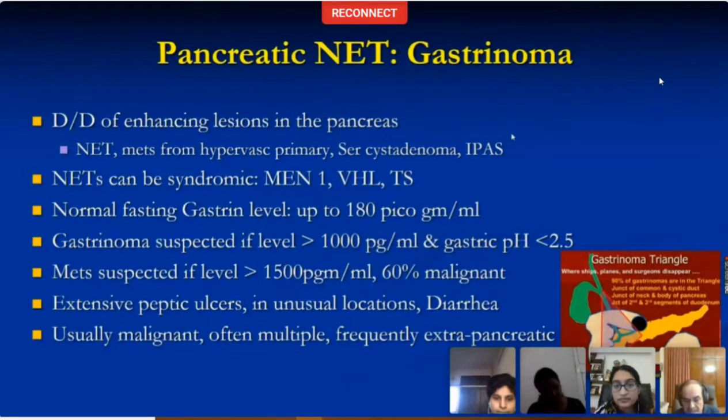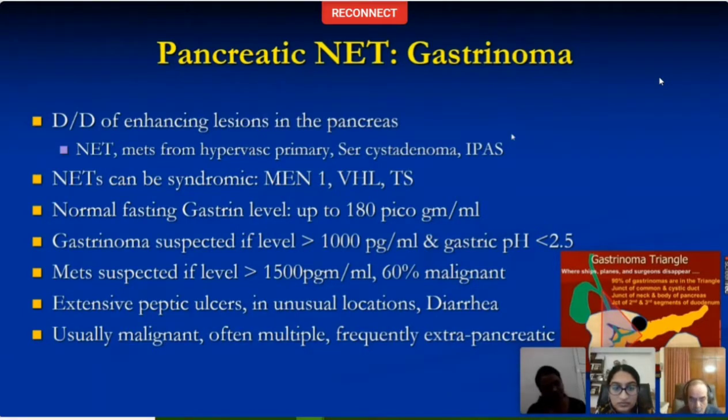The diarrhea which these patients have is because of the excessive acid in the stomach. There is too much hydrochloric acid secreted in response to the gastrin, and that gives rise to diarrhea. In fact, when these patients undergo Ryle's tube aspiration and all the acid is sucked out, their diarrhea typically tends to improve. If the gastrin levels are more than 1500 picograms, then you start suspecting that the gastrinoma is likely to be metastatic.